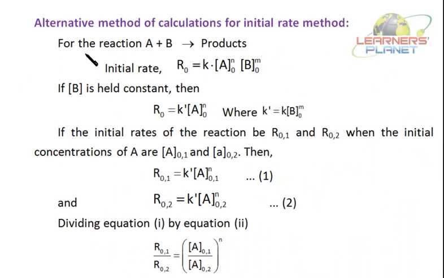See, this is the formula which we have used. Say for the reaction A plus B gives product, rate will be equal to what? K, initial concentration of A to the power n, initial concentration of B to the power m. If the concentration of B is held constant, then rate will be equal to K dash A to the power n. Likewise, for the first and the second experiment, these are the initial rates of reaction. Now that is equal to K into the initial concentration of A in the first experiment and the initial concentration of A in the second experiment.